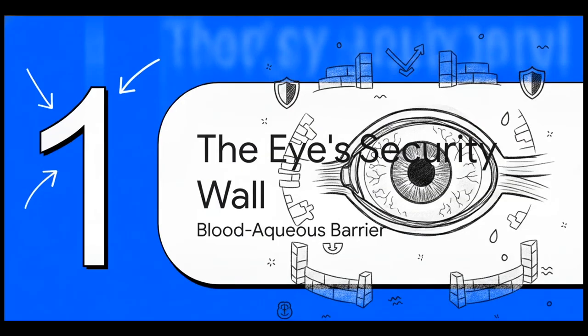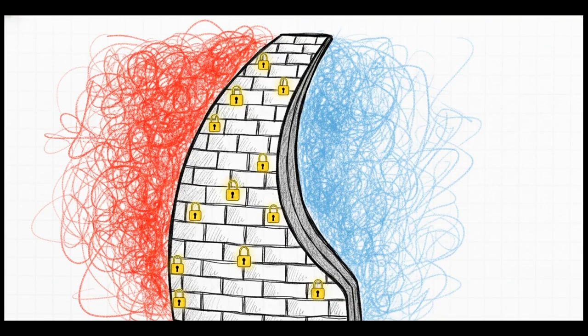Okay, Section 1, the eye's security wall. Think of the blood-aqueous barrier, or the BAB, as a highly secure biological dam. Its entire job is to strictly segregate the blood from the aqueous fluid, and it does this using tight junctions. These microscopic seals are strategically located in the ciliary non-pigmented epithelium and the non-fenestrated endothelium of the iris capillaries. As long as these junctions hold the line, the eye remains optically clear and totally protected from whatever systemic chaos is going on in the body.